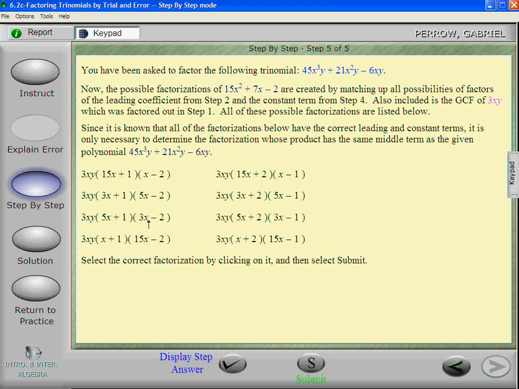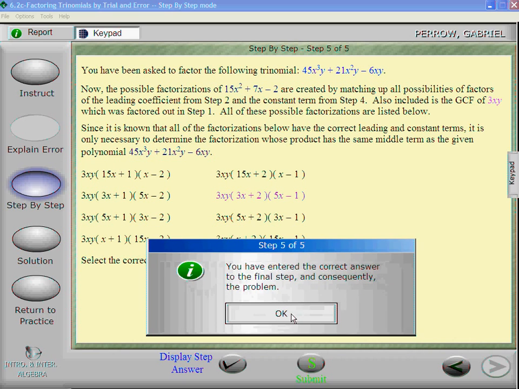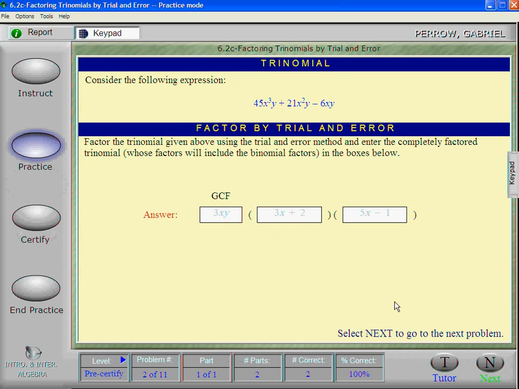So let's see, where's the 3x plus 2? Right there. And the 5x minus 1. That's going to be the one that's going to work. So I'm assuming this is going to crash on me again if I click on it. Probably. Nope. Excellent. Alright, so that is the correct answer to that problem.